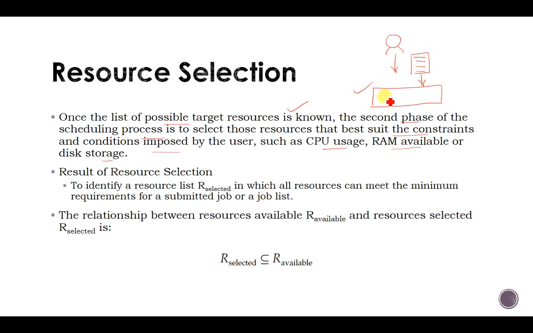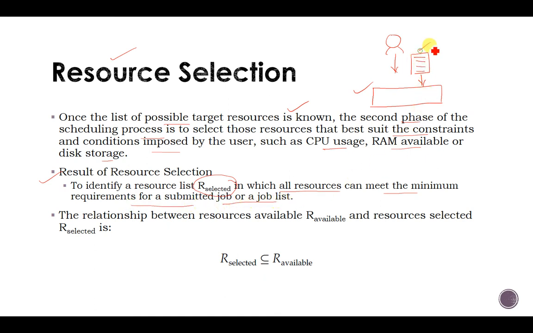The scheduler will find out the resource status by the previous method. After finding out the resource status, he has to select the available resources, because some resources may be allocated to some jobs and some resources may be available. So from the available ones, we have to select some of the resources. That is called the resource selection process. The result of resource selection in this step is to identify a resource list. That means we have to select resources that can meet the minimum requirements of a submitted job or job list.